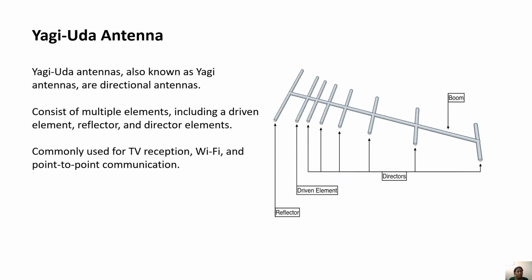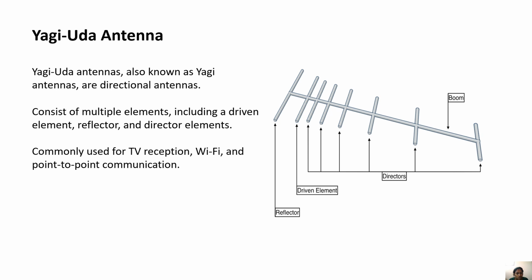And the next type of antenna is the Yagi-Uda antenna. It is a type of traveling wave antenna. Yagi-Uda antennas, also known as Yagi antennas, are directional antennas. This type of antenna is inexpensive and effective. It can be constructed with one or more reflector elements and one or more director elements that we can see in this picture. More driven elements and more director elements we can see here.